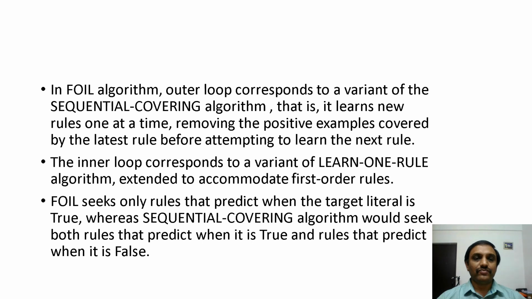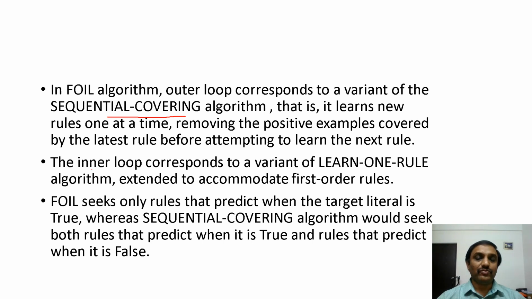As we discussed, this FOIL algorithm contains two loops. The outer loop is similar to the sequential covering algorithm. In each iteration, we are learning one new rule. That new rule covers some positive examples. This new rule is added to our learned rules set, and the positive examples covered by this rule are deleted from the positive examples set. Like this, the process is repeated until your positive example set becomes empty.